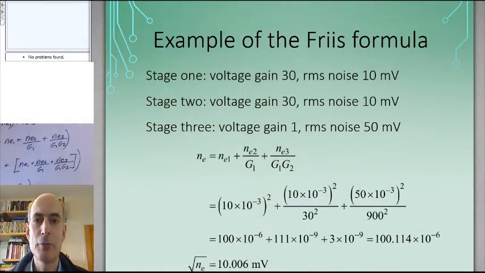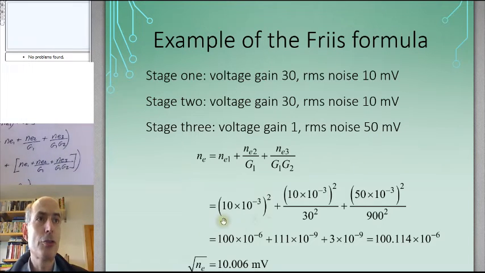We could perhaps see an example of this working. Supposing I had a three-stage amplifier. The first stage has a voltage gain of 30 and introduces an RMS equivalent noise of 10 millivolts. Stage 2 is exactly the same as stage 1. Stage 3 has a voltage gain of 1 but introduces 50 millivolts of noise. Which of these stages contributes the most to the total output noise of the system?